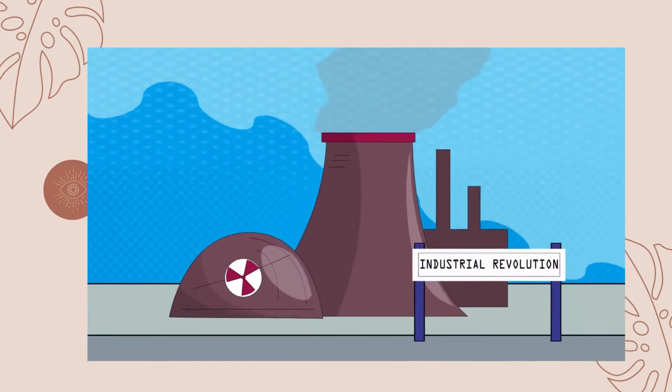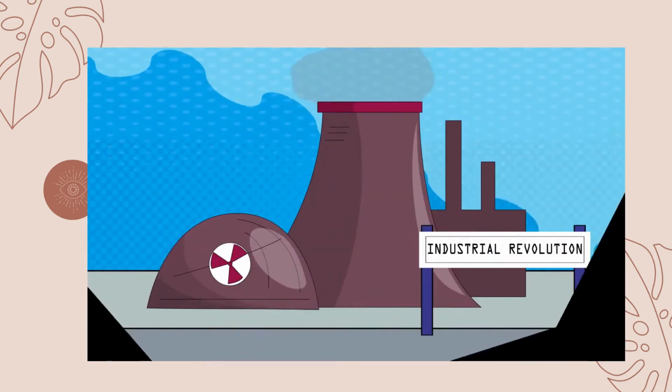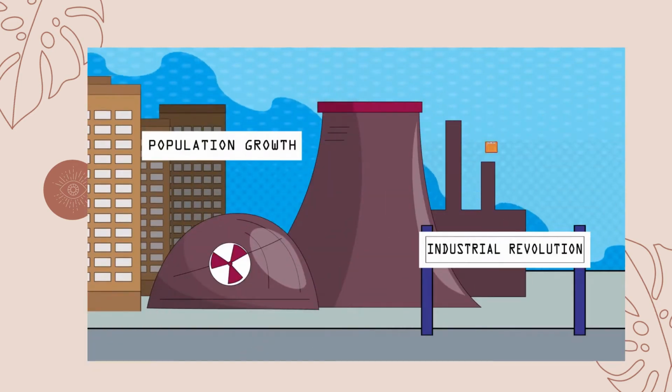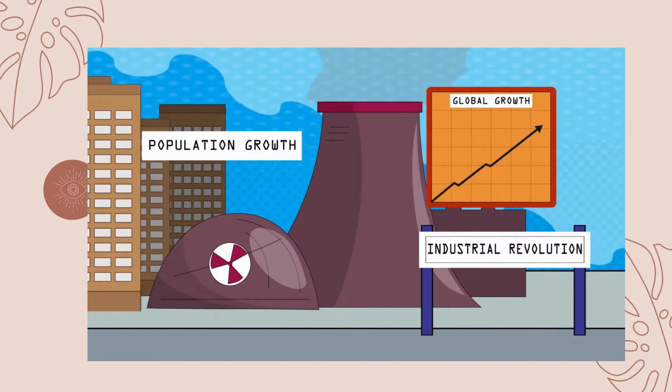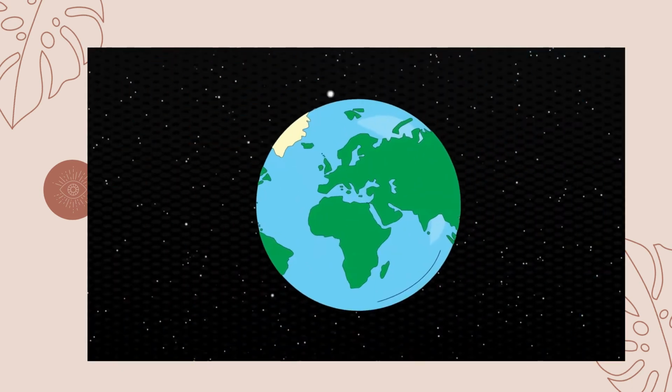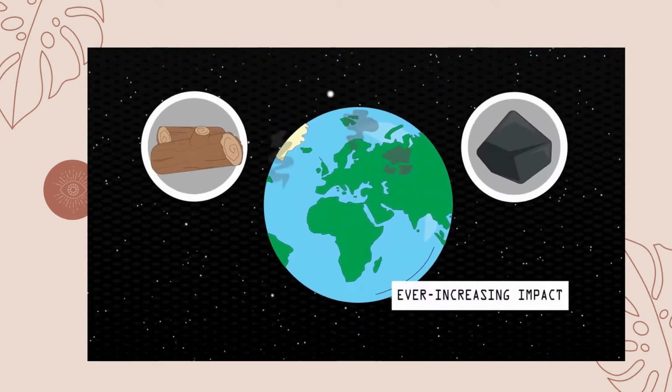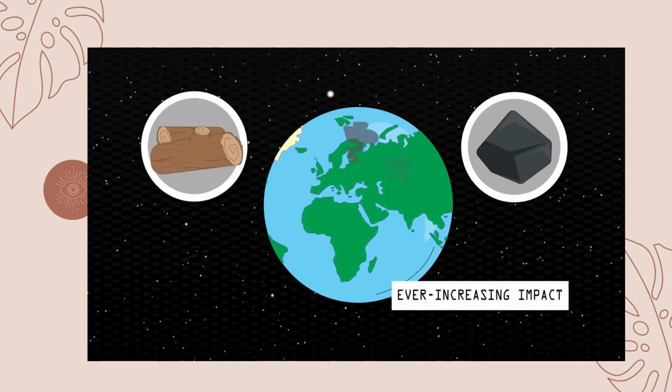Since the Industrial Revolution in the late 19th century, the human population has exploded and is now growing at an exponential rate with no signs of slowing down. More people demand more resources and create more pollution, an ever-increasing impact on Earth.